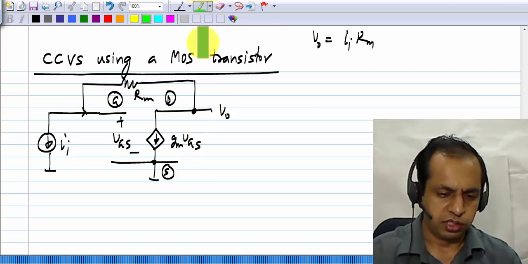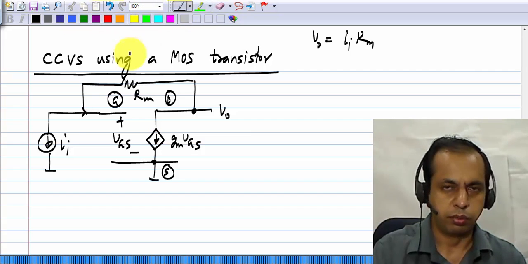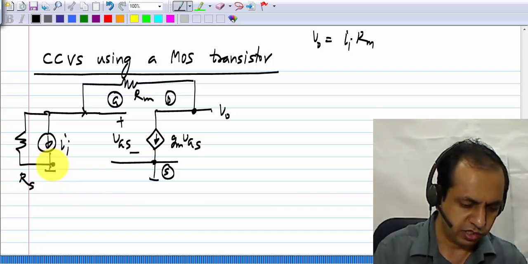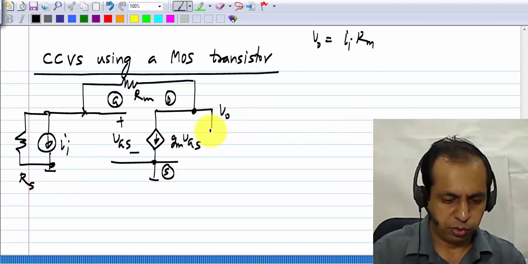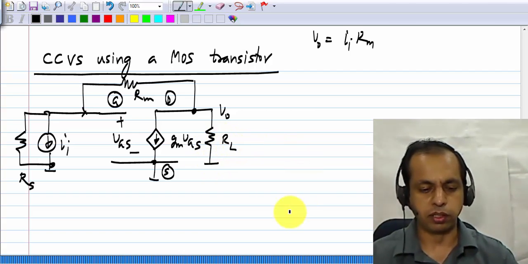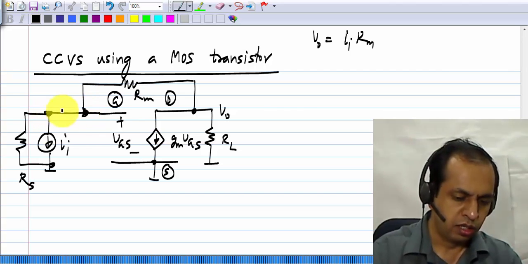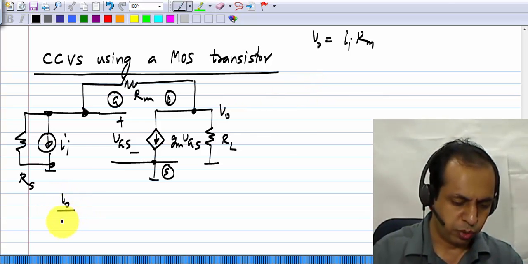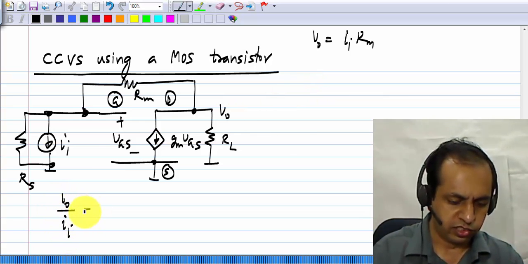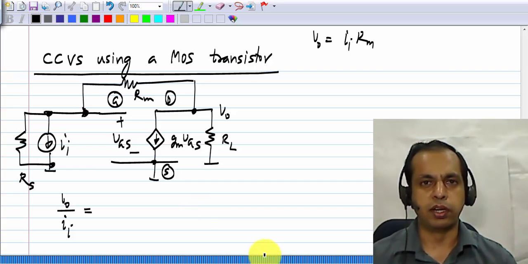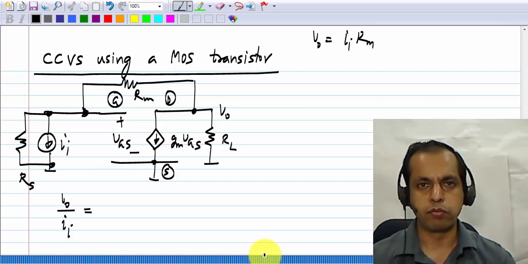Now, in addition to this, our current source may not be perfect, so it has a resistance Rs across it, and of course there will be a load because we want to be driving something. This is the complete circuit. You can now analyze what really is V0 by II in this circuit. As usual, I would encourage you to carry out the linear circuit analysis and find the transfer function, and then you can compare it to what I get here.